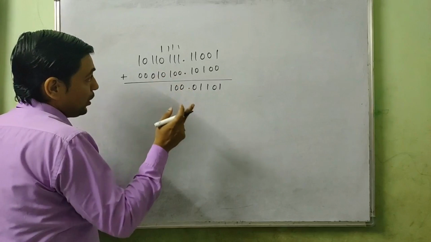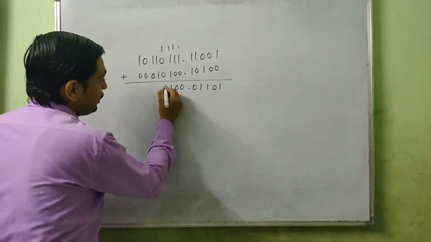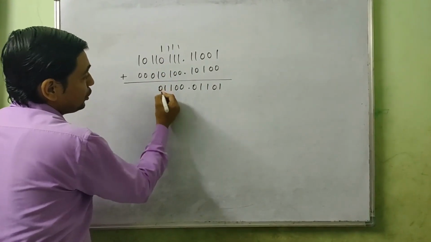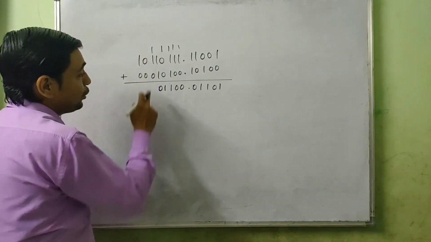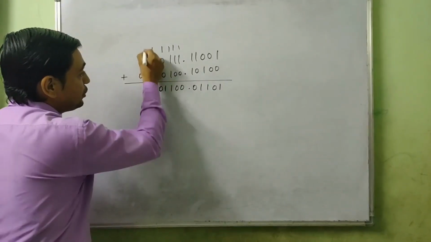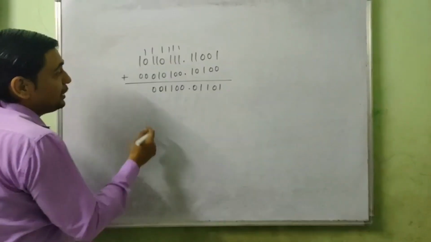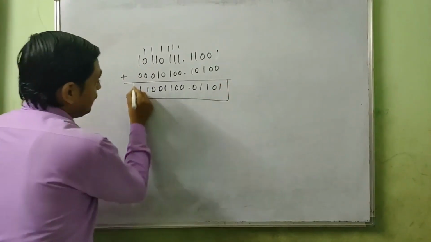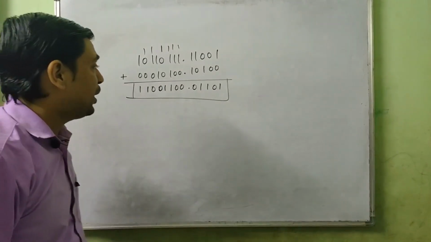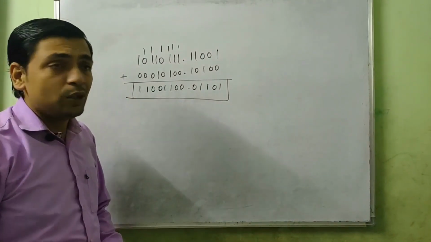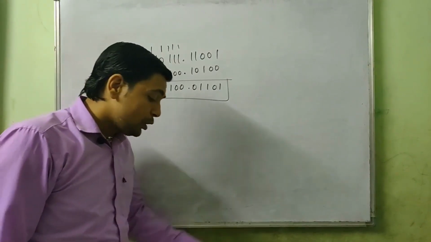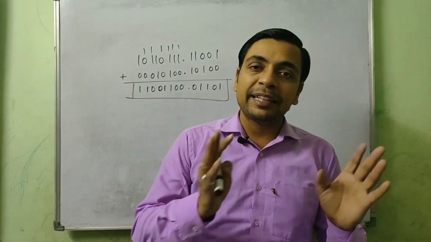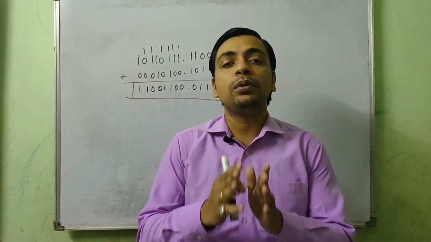1 plus 0 is 1 and 1 plus 0 will be again 1, so it will remain 1 only. So nothing will go carry. 1 plus 1 is 10, so 0 and 1 carry. 1 plus 1 is 10 plus 0 will be 10 itself, 0 and 1 carry. 1 plus 0 is 1 and 1 plus 0 is 1, so it will be 1 only, and 1 plus 0 is 1. So this is our result, 11001100 point 01101. Whenever you are doing binary addition, the place where you are doing the carry, that is the place where you have to take care.